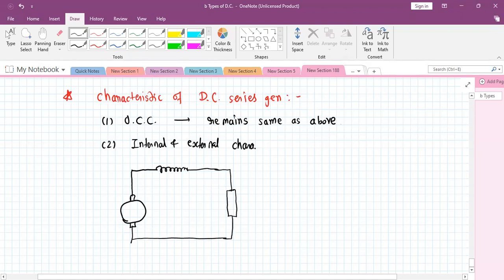This is your DC series generator. It is your load. The EMF is produced in an armature. The resistance of armature is RA. This is your series field, RSC. The terminal voltage across the load is V. The current passing through armature is IA. The current passing through the series field winding is ISC, and the current passing through the load is IL. All currents are same because it is a series.